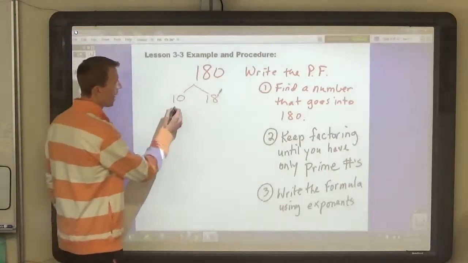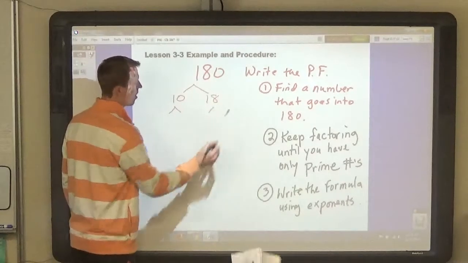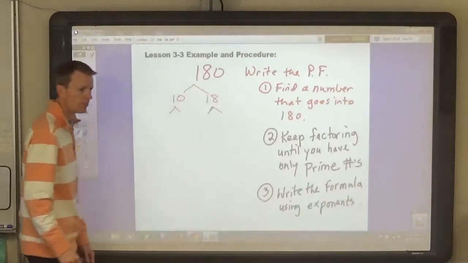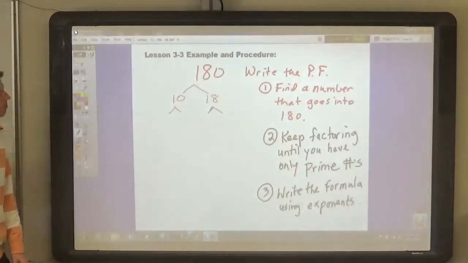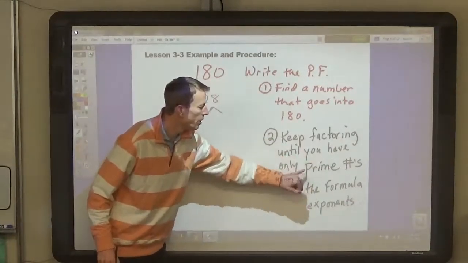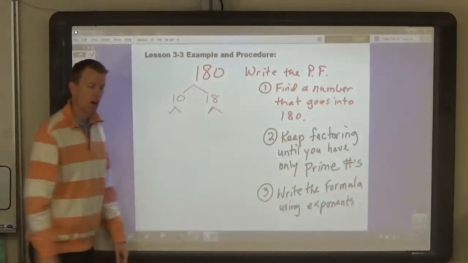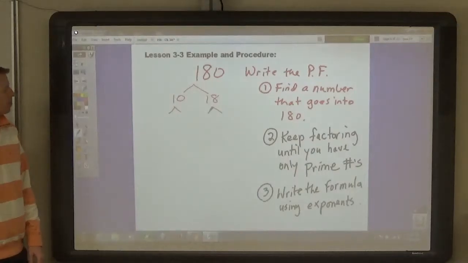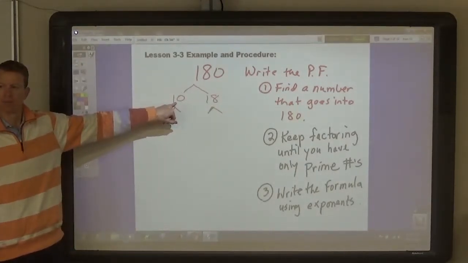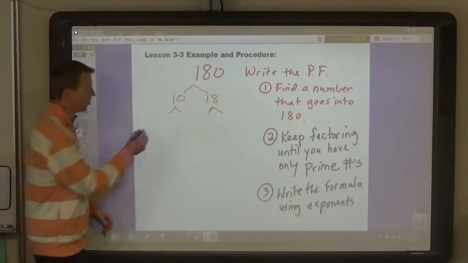And then keep factoring, because neither of these are prime factors. So we have to keep going. Keep factoring until you have only prime numbers on the perimeter, or on the bottom. Well, it's going to be a 2. Now we have to make the number 10. How do you make 10? 2 times 5.